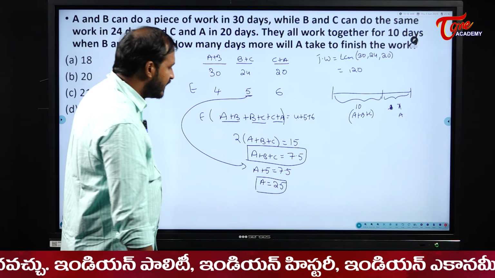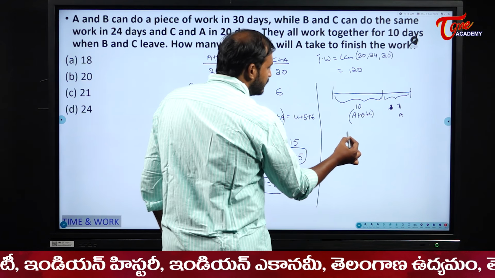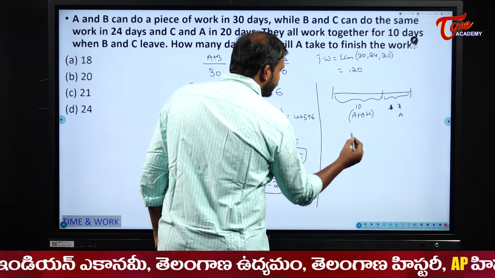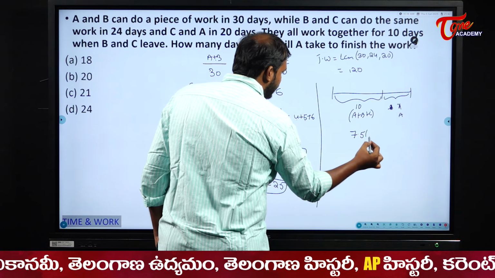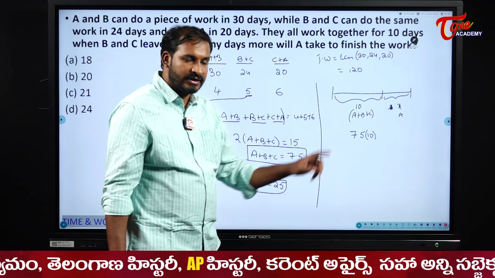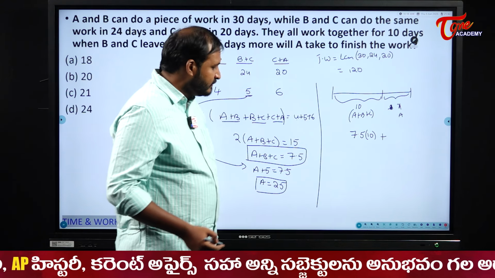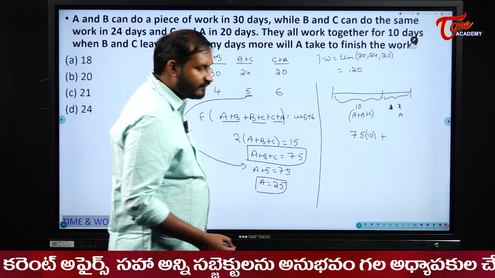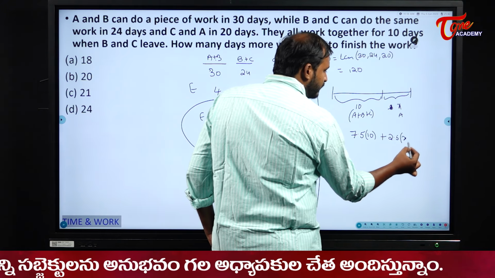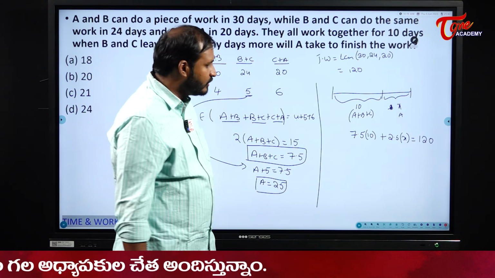Yes, we can find. A, B, C are working for how many days? 10 days. So 10 into their combined efficiency is how much? Their combined efficiency is 7.5 into 10. Why? Because their combined efficiency is 7.5 and they are working for 10 days. Plus, what is the efficiency of A? 2.5. And he is working for how many days? X days, we don't know. That should be equal to my total work 120.